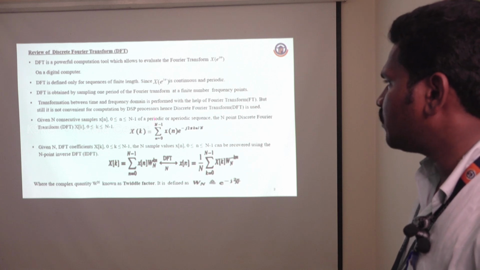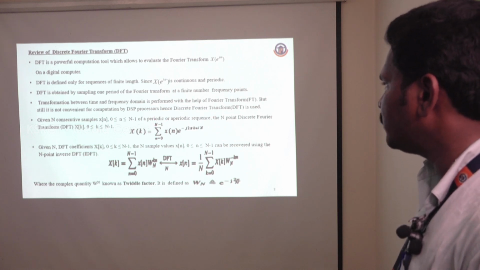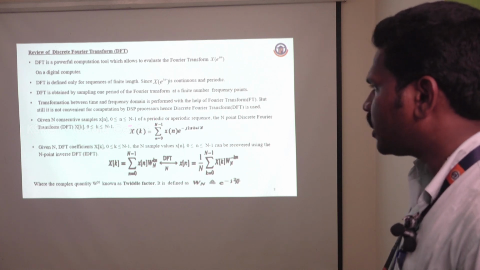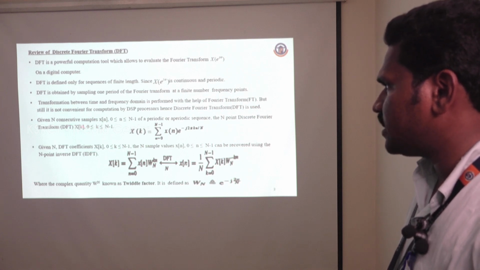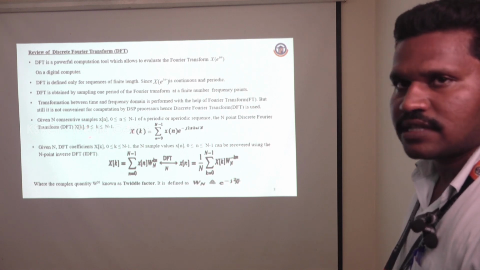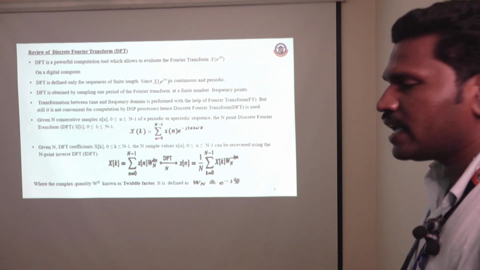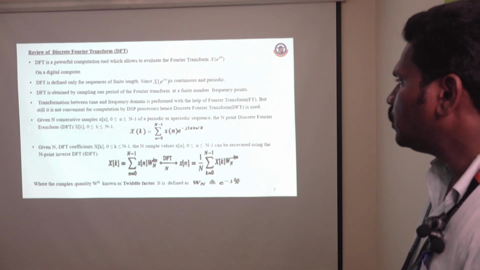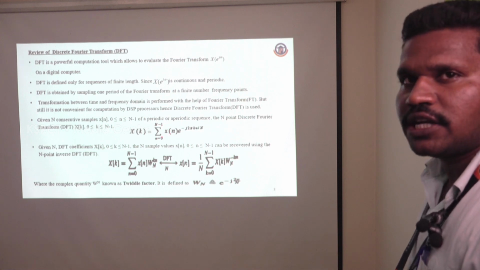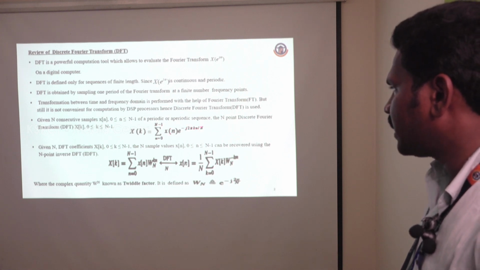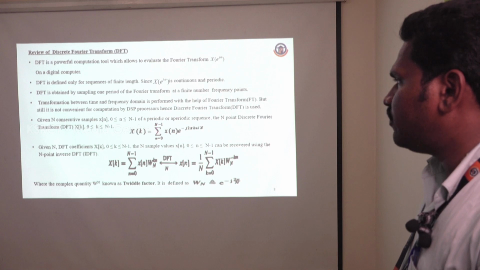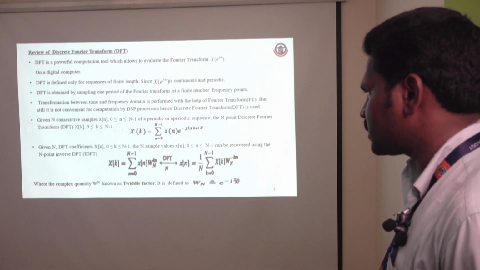It is a periodic sequence. Then the N-point DFT, discrete Fourier transform, of x of n, that is X of k, is equal to the summation of small n varying from 0 to N minus 1 of x of n into e power minus j 2 pi n k by N. So this is the DFT, discrete Fourier transform, of the sequence x of n.